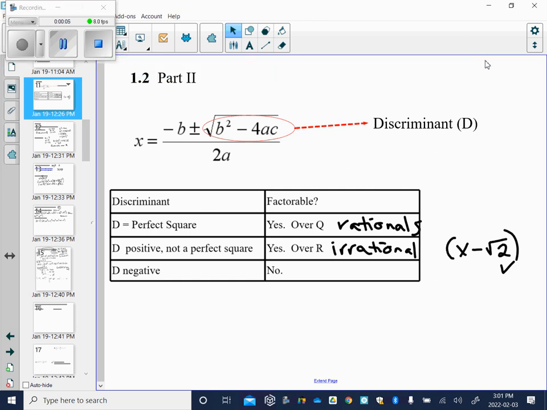Okay, we're looking at part 2. When we're looking at quadratics, the discriminant, b squared minus 4ac, from the quadratic formula, tells us some important information.